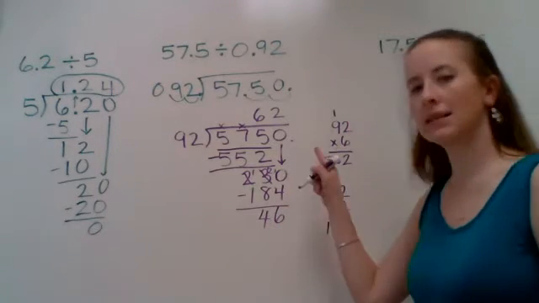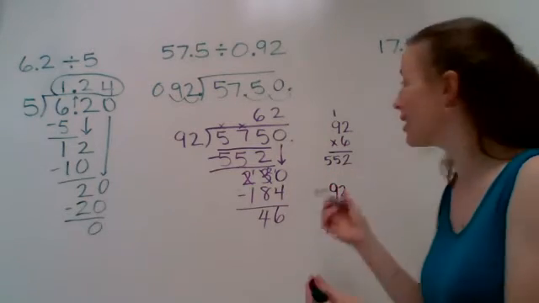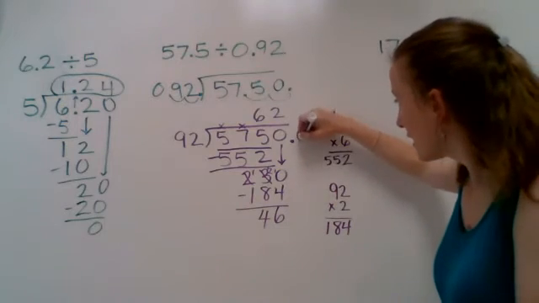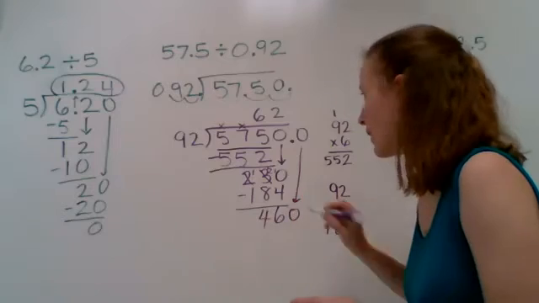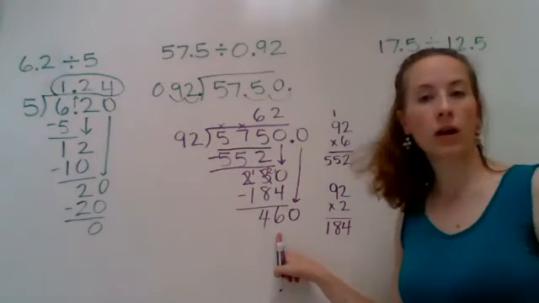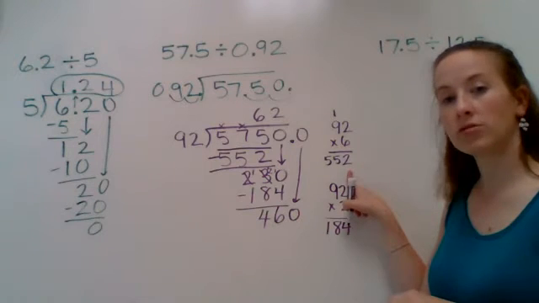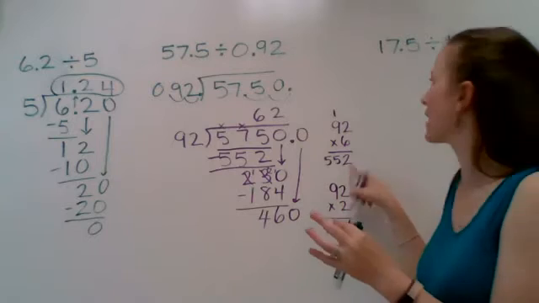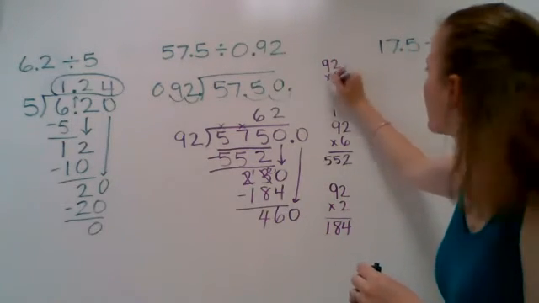Okay, now because I have a decimal point, I know that I can keep going, so I don't want to keep a remainder. I'm going to make sure my decimal is nice and dark so I can see it. Let's add a 0 and keep going. Okay, 92 and 460. Well, 6 of them took me into the 552 range, so let's just knock one off and try a 5 fact. So let's try 92 times 5.